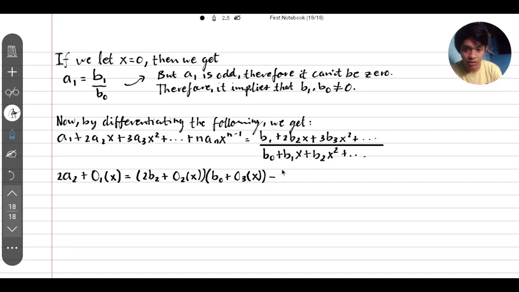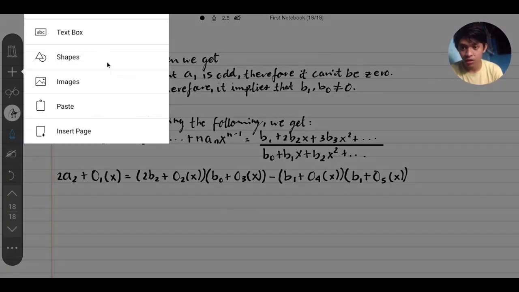And of course, if we take the derivative of the denominator, it will give us b sub 1, and the rest are with x terms. So let us just write that as o sub 4, because they are all different. That's why I'm using the subscript, and multiplied by the original terms in here. So the numerator, this is just o sub 5. Let us just call that o sub 5, since those terms are all with x.